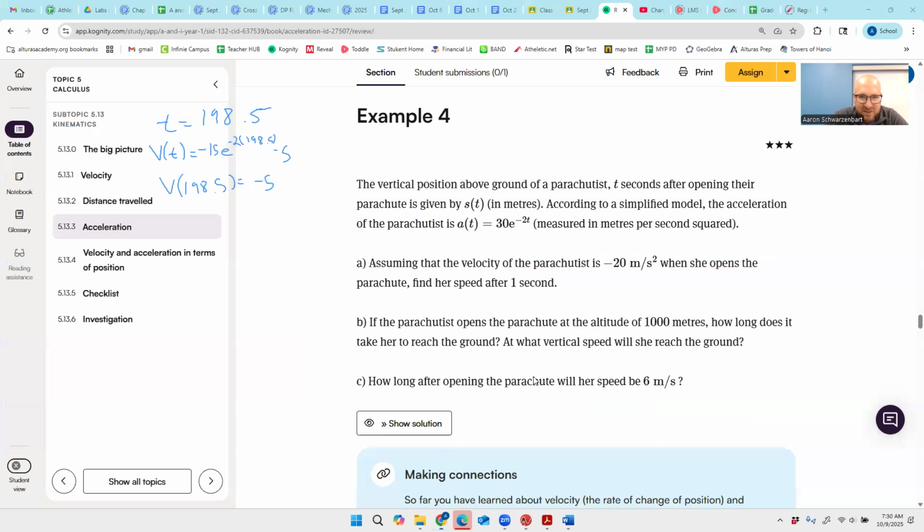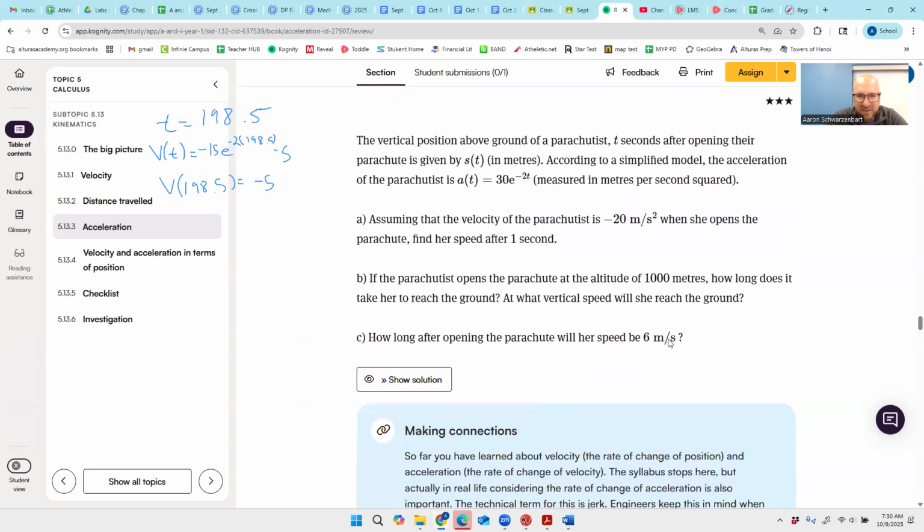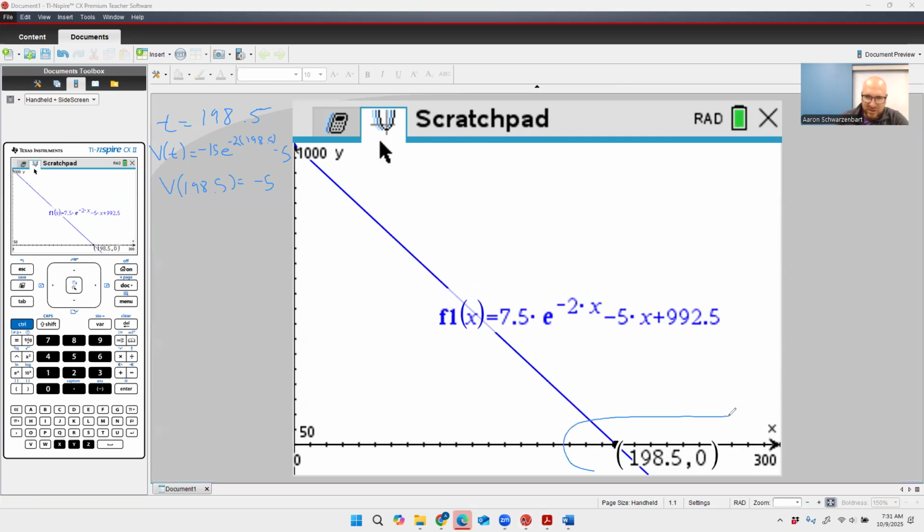What is the last piece of the question? How long after opening the parachute will her speed be 6 meters per second? So, oh, last thing about the graph. If you solve by graphing, you need to draw out your graph, label your axes, and an absolute must for credit is putting that point on the graph.